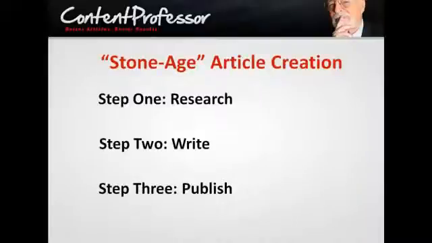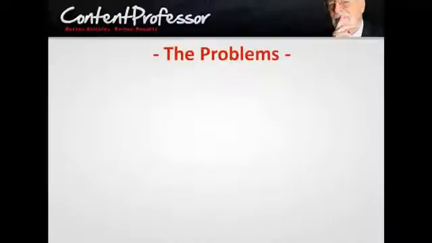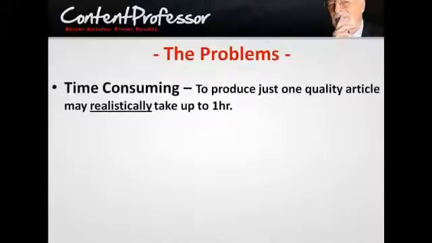In what I like to call the Stone Age article process, which many newbies and veterans follow to this day, a marketer would have to research a niche market, write 500 words, then send off their article to their favorite directories. In the past, this Stone Age article creation worked fine for many marketers. Today, however, because of competition, this Stone Age process poses a few problems. For one, article creation is time-consuming, and to produce just one article may very well take an hour or more.